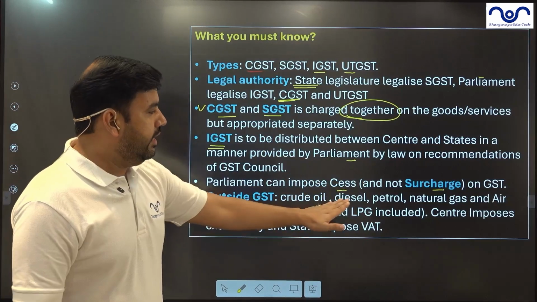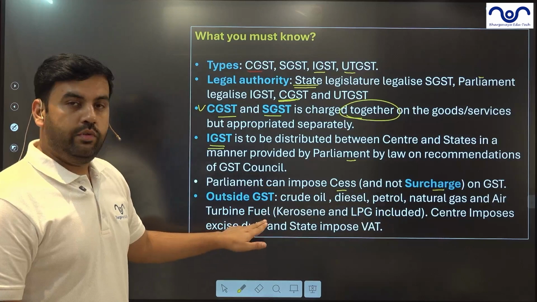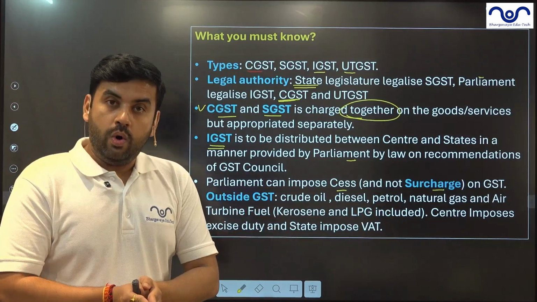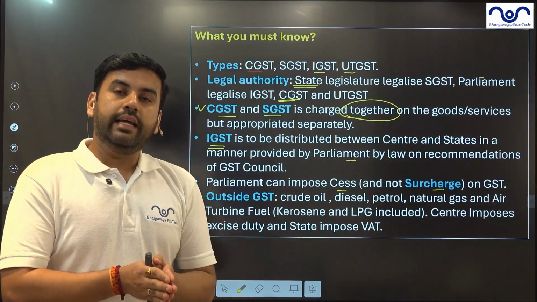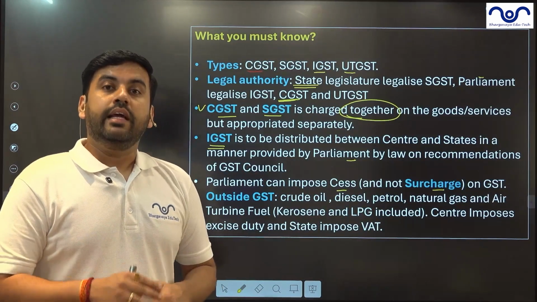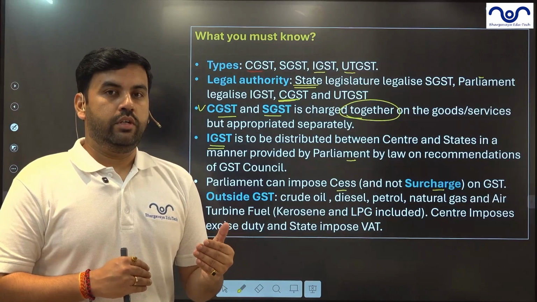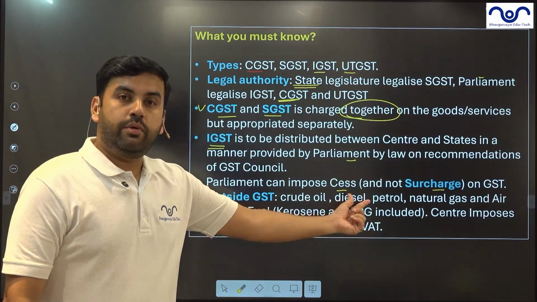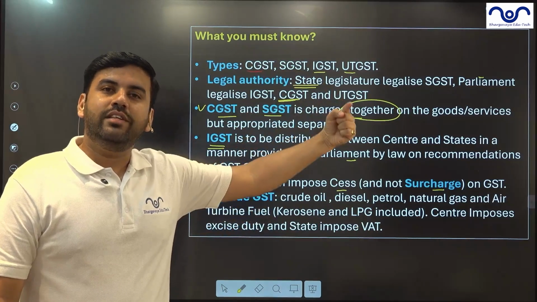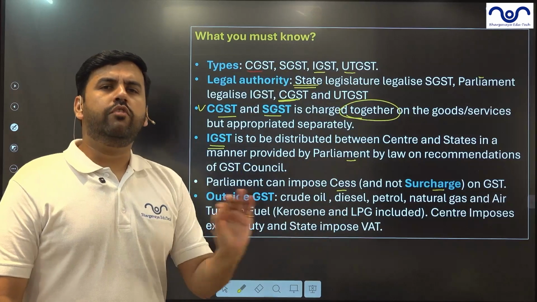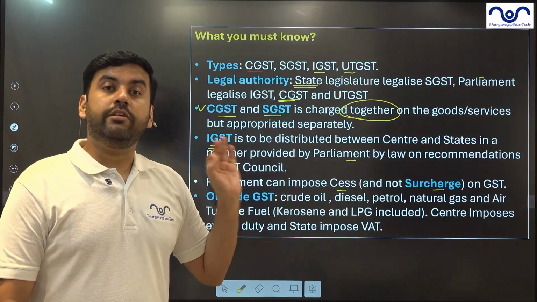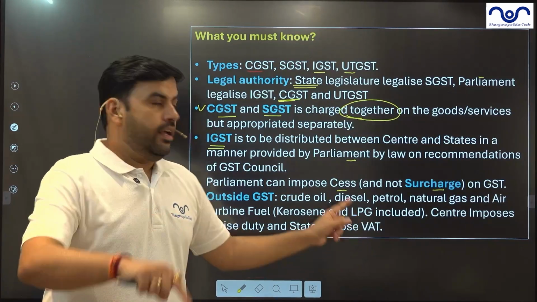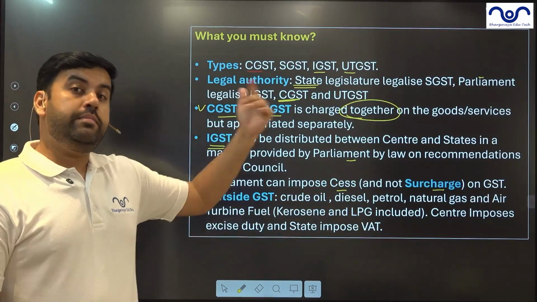Outside GST, crude oil, diesel, petrol, natural gas and air turbine fuel, that is ATF, they are outside GST. The constitution provides that the GST Council can include this in future. Yes, there is a provision which says that these things, that is petroleum products, can be added to the GST in the future. Once added, there will be a uniform GST across India and uniform petrol prices. However, kerosene and LPG are already included. The first 5 are excluded right now, may be included in the future.